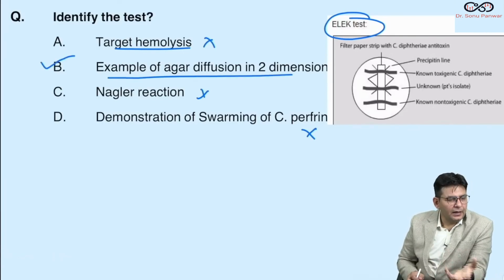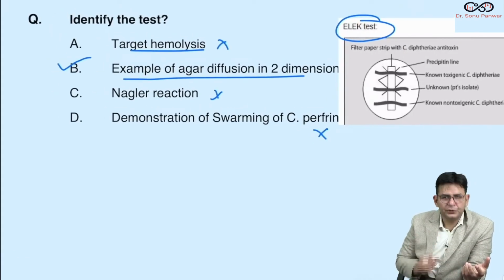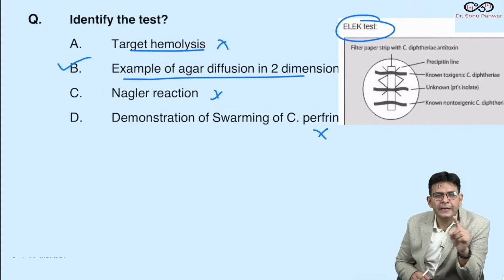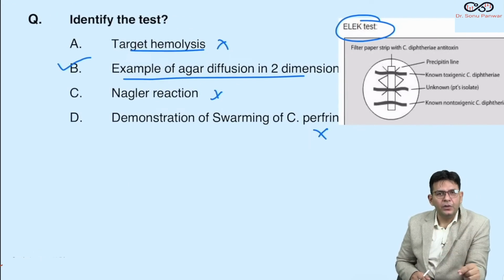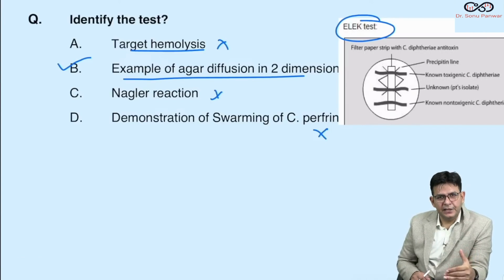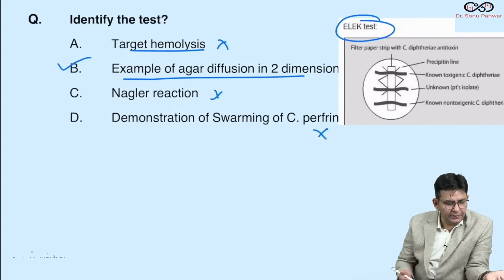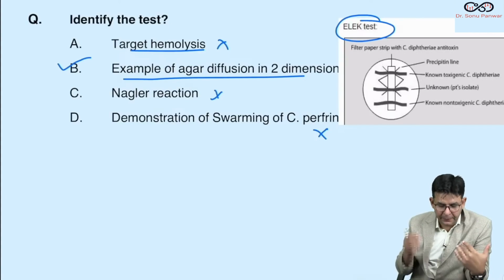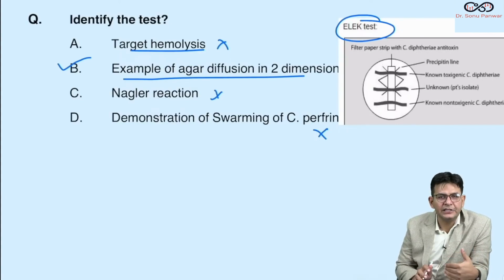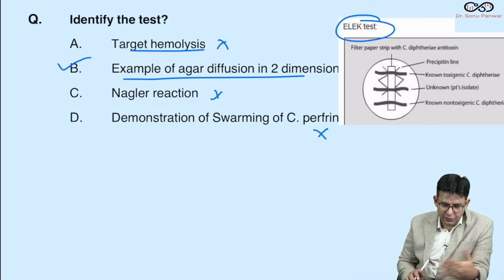This is an agar diffusion in 2 dimensions. So guys, this is the Elek gel precipitation test, which is not done nowadays, but definitely can be asked. Okay, and this is which sort of diffusion? Double diffusion in 2 dimensions. And a typical example of double diffusion in 2 dimensions, if they ask, is the Elek gel precipitation test, which is done for what? Corynebacterium diphtheriae. Okay, for the diphtheria diagnosis, you do this.